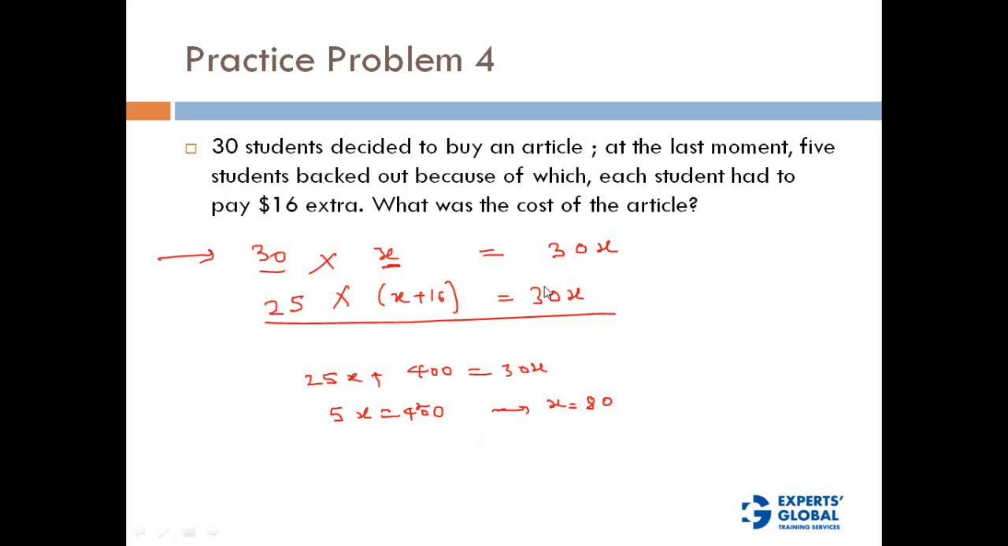And what is the price of the article? Cost of the article is 30X. So 30X is equal to 30 into 80. It's going to be 2400. So the article's cost is $2,400.